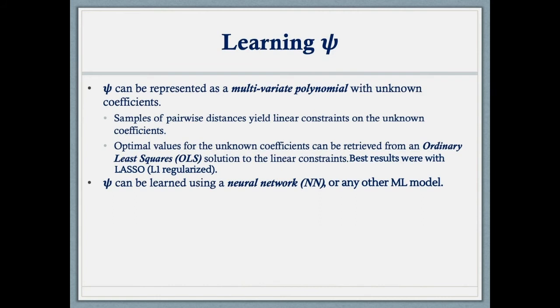The natural next question is, how do we learn this potential field function? In our work, we represented it as a multivariate polynomial with unknown coefficients, where the variables of this polynomial are defined by the previous k-1 coordinates. We used distances obtained during the embedding process of the prior k-1 dimensions to define constraints on the unknown coefficients. We then solve for these coefficients using linear regression. One can use OLS, LASSO, which is L1 regularized regression, or other regularization variants. We got the best results with LASSO. Please note that the ML module used for learning psi, the potential field function, is a plug-and-play component. It can be learned with neural networks or any ML module that does regression.